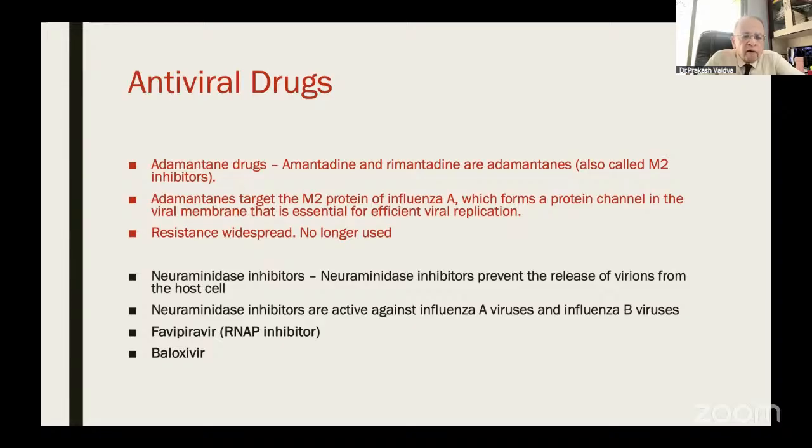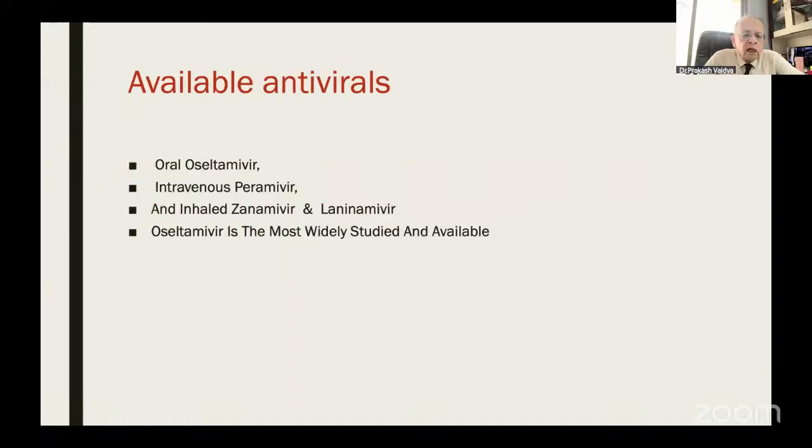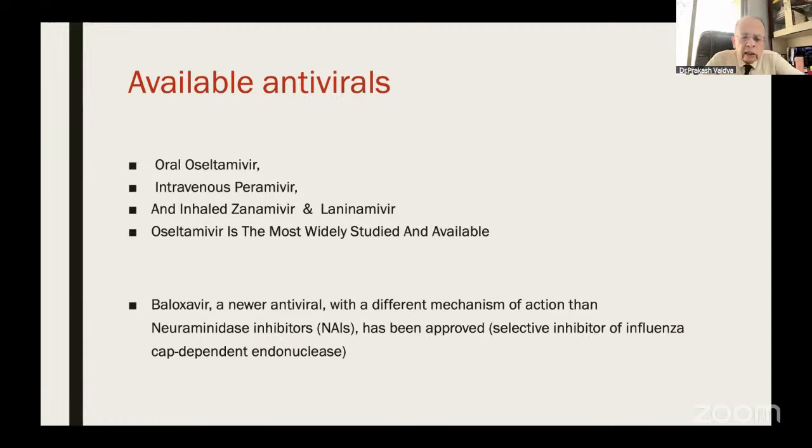Apart from that, there is favipiravir, an RNAP inhibitor, and baloxavir. The last one is not available in our country. So, which are the available antivirals in our country? The neuraminidase inhibitors, and of that, only and only oral oseltamivir is available. Intravenous peramivir, inhaled zanamivir, and laninamivir are not available in India as yet. And baloxavir, which is not a neuraminidase inhibitor but something else, is another drug that is under trial in India but not yet available. So in our armamentarium, there is only oseltamivir.